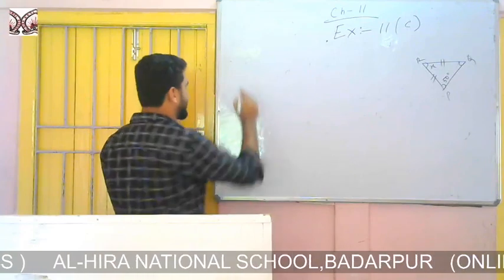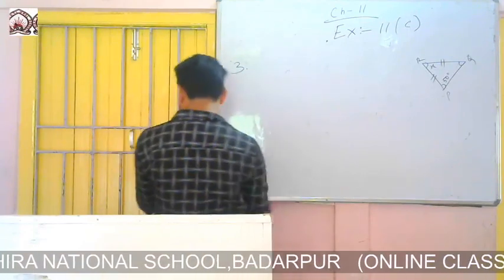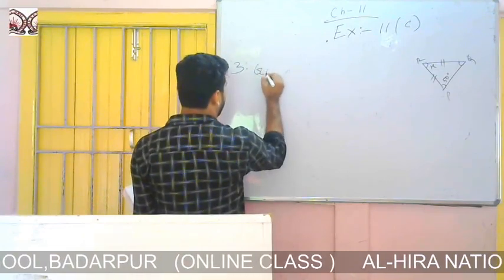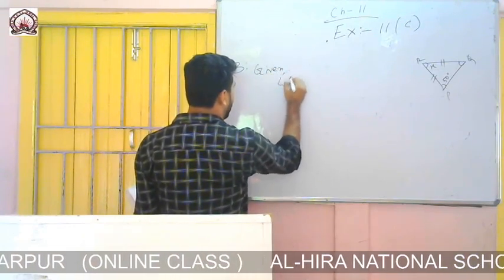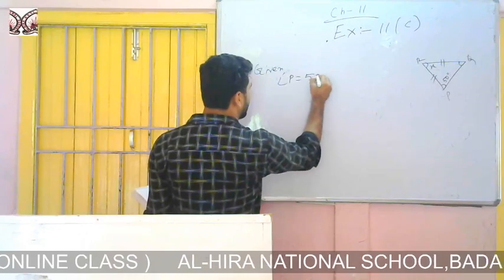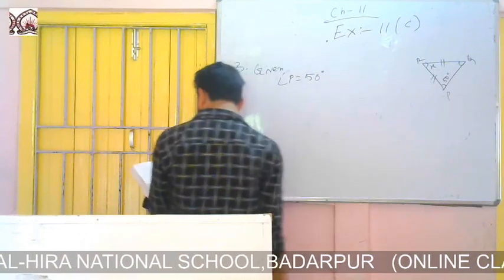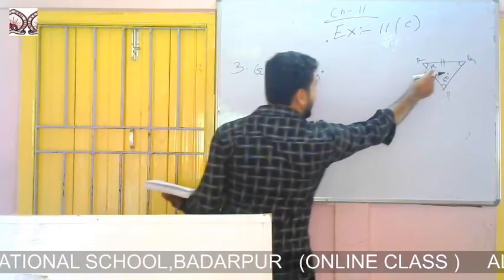Now come to question number 3. It is given angle P equals 50 degrees. Now we have to find X.